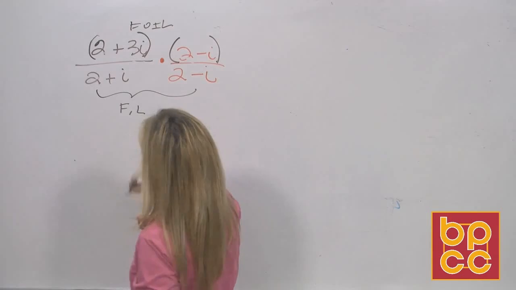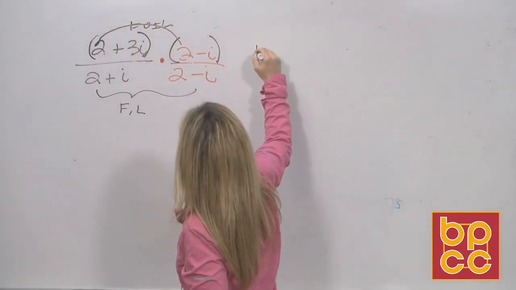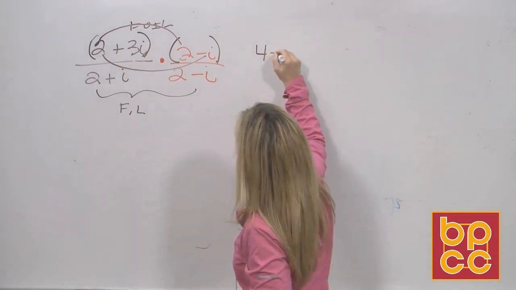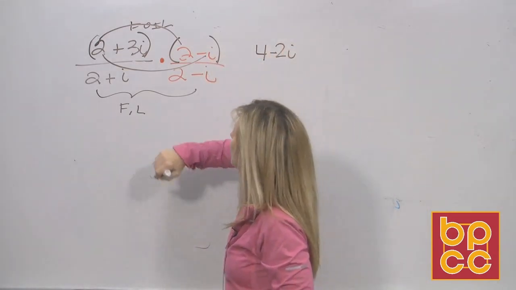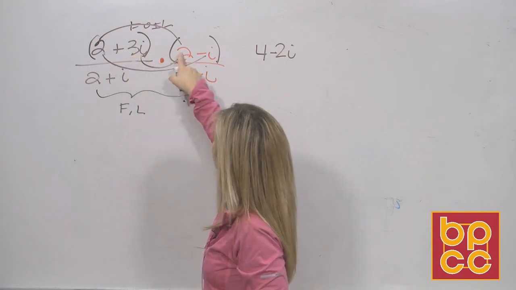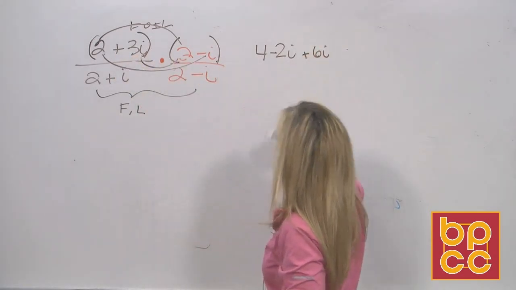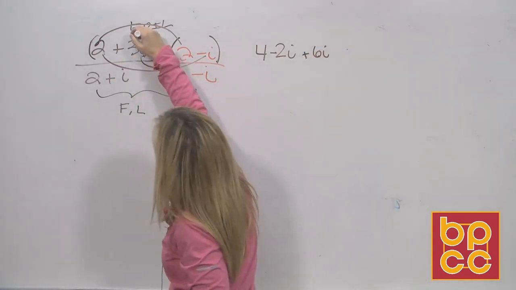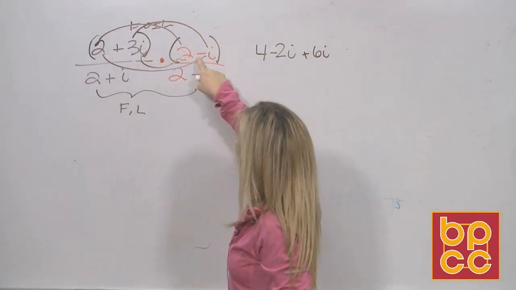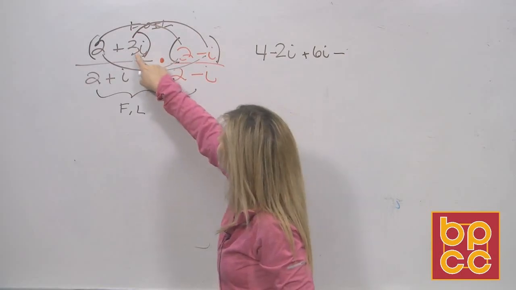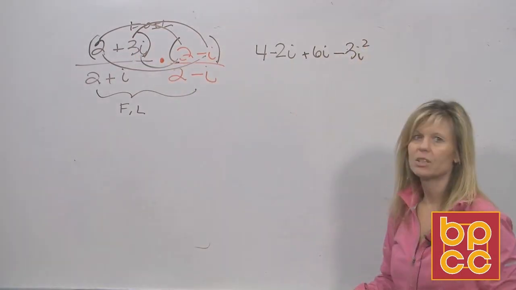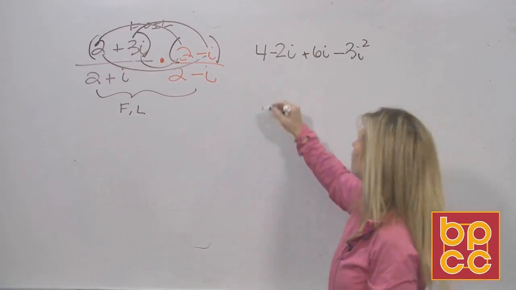So here we go. First, 2 times 2 is 4. Outers, 2 times negative i, negative 2i. Inners, positive 3i times 2 is positive 6i. Last, positive 3i times negative i. A positive times a negative is a negative. 3i times i is 3i squared. So that's the numerator multiplied out.